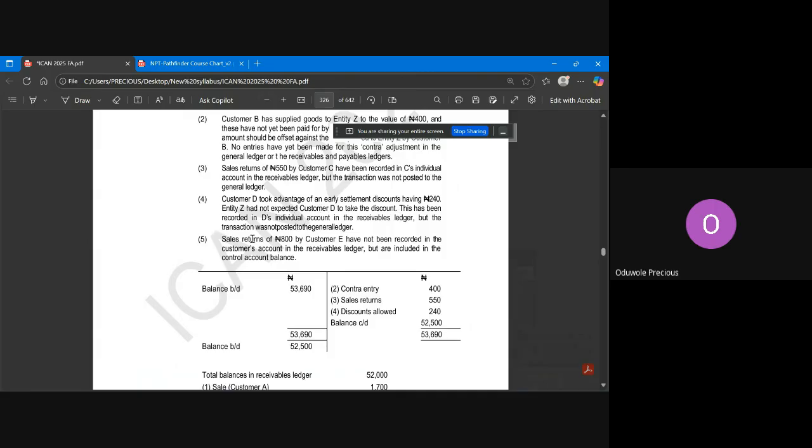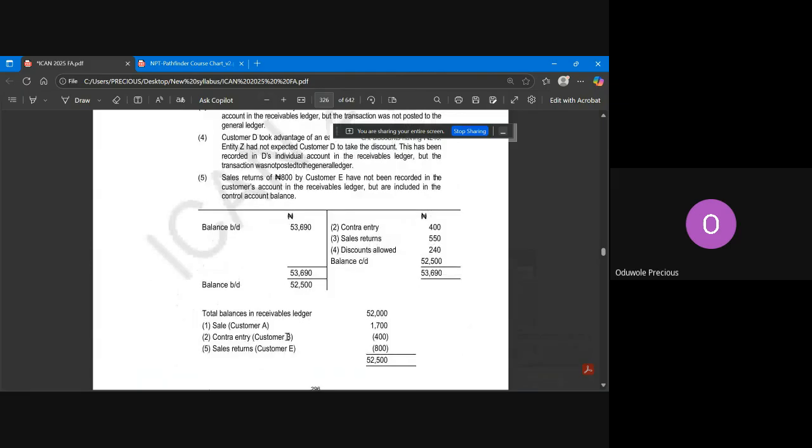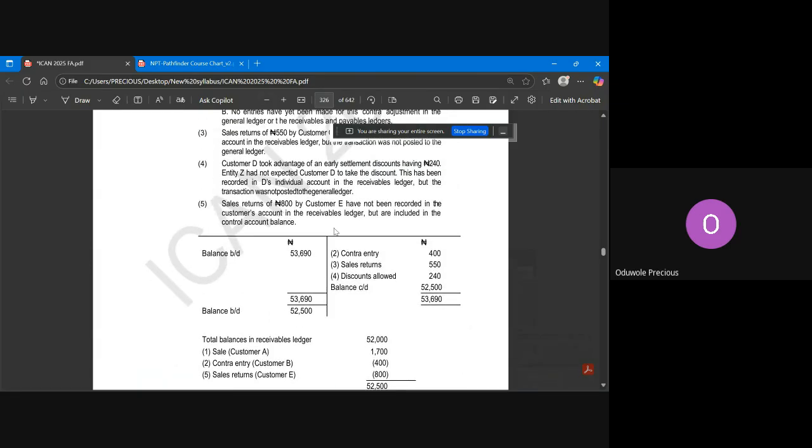This has been recorded in the individual accounts in the receivable ledger, but the transaction was not posted in the general ledger. So it has already been in the receivable ledger, but it is not yet in the control account. So the 240 will come here to be on this side. Don't forget, when I was explaining, I already told you this in the format.